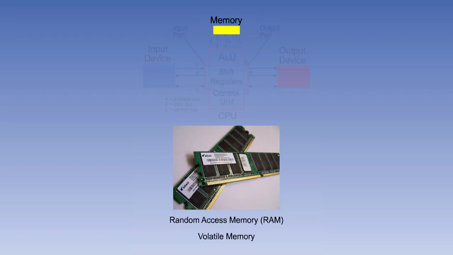Memory that loses data in the event of a power failure or switch off is called volatile memory. RAM is normally volatile memory, so any data stored in it is lost in the event that the power is removed.